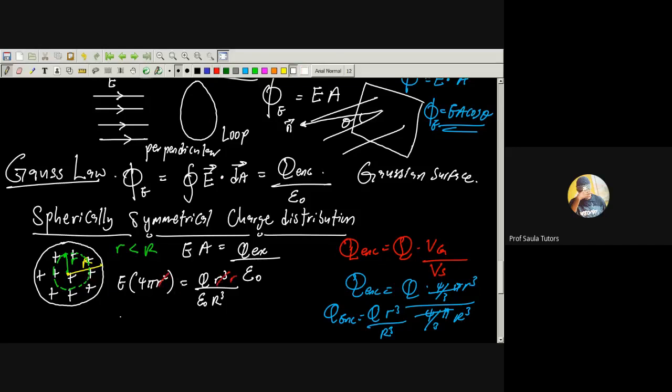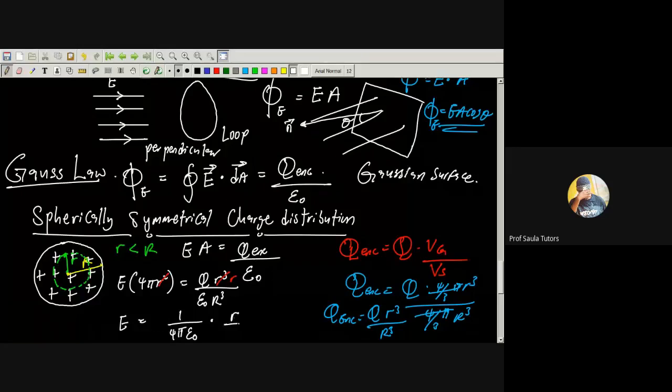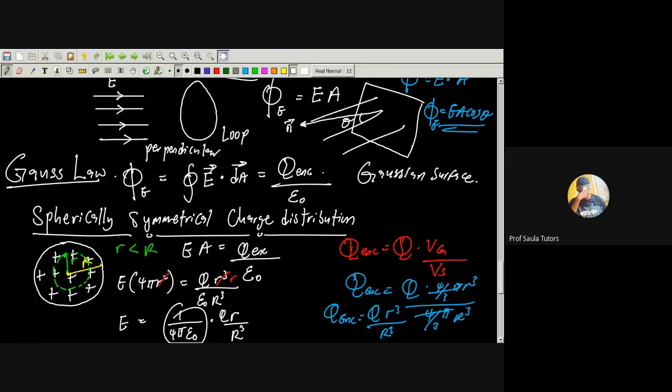And by the time I divide both sides by 4 pi, I'll be having E equal to 1 over 4 pi epsilon naught times r divided by R cube. And from here, Q is still there. Q r divided by R cube. And observe, what is 1 over 4 pi epsilon naught? That's equal to K. So my answer here is K Q r all over R cube.